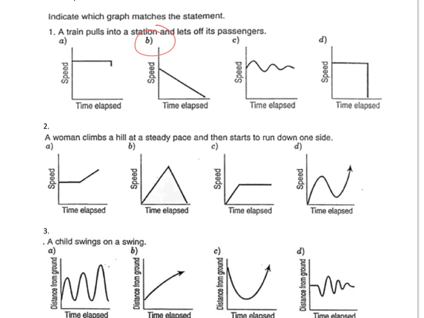Now for number 2, a woman climbs a hill at a steady pace and then starts to run down the side. So run down is a fast speed. Steady pace would mean she's going at a constant speed. So this is increasing speed, decreasing speed. So that's not the answer. This is increasing speed and then constant, which is backwards. So we're going to go with A. Here's her constant speed and then her increasing speed.